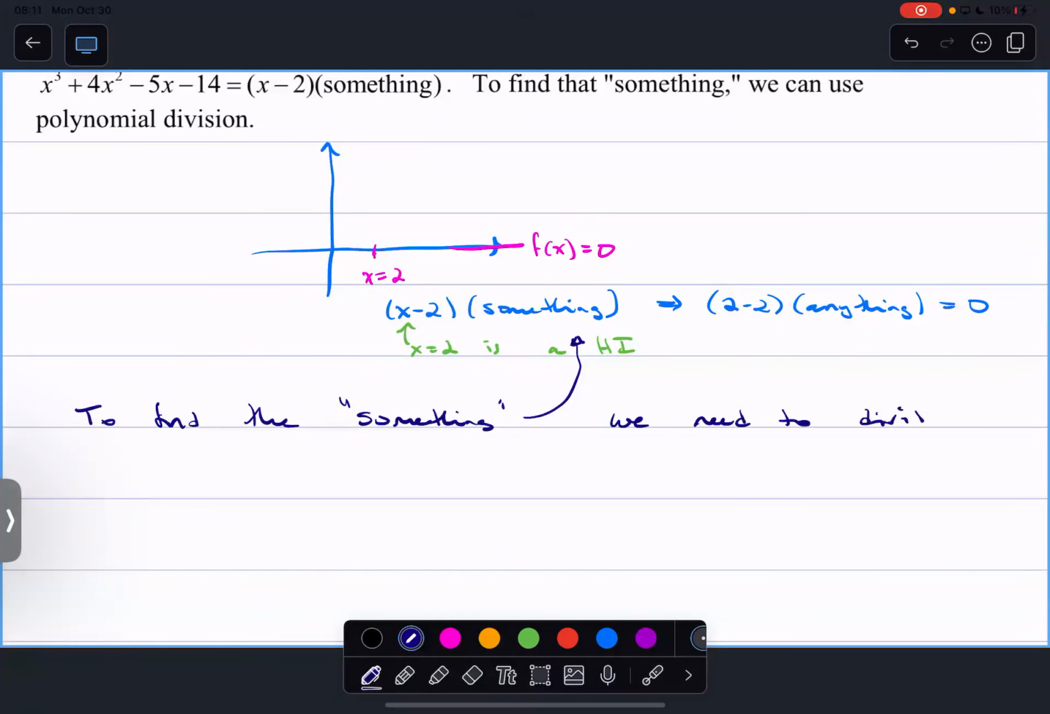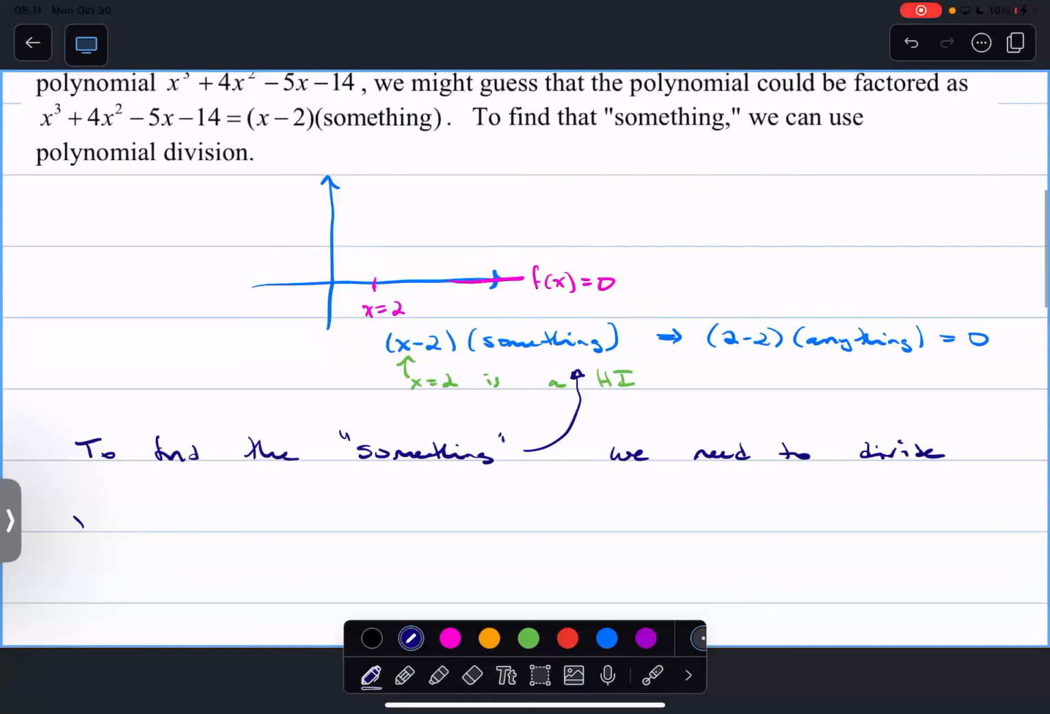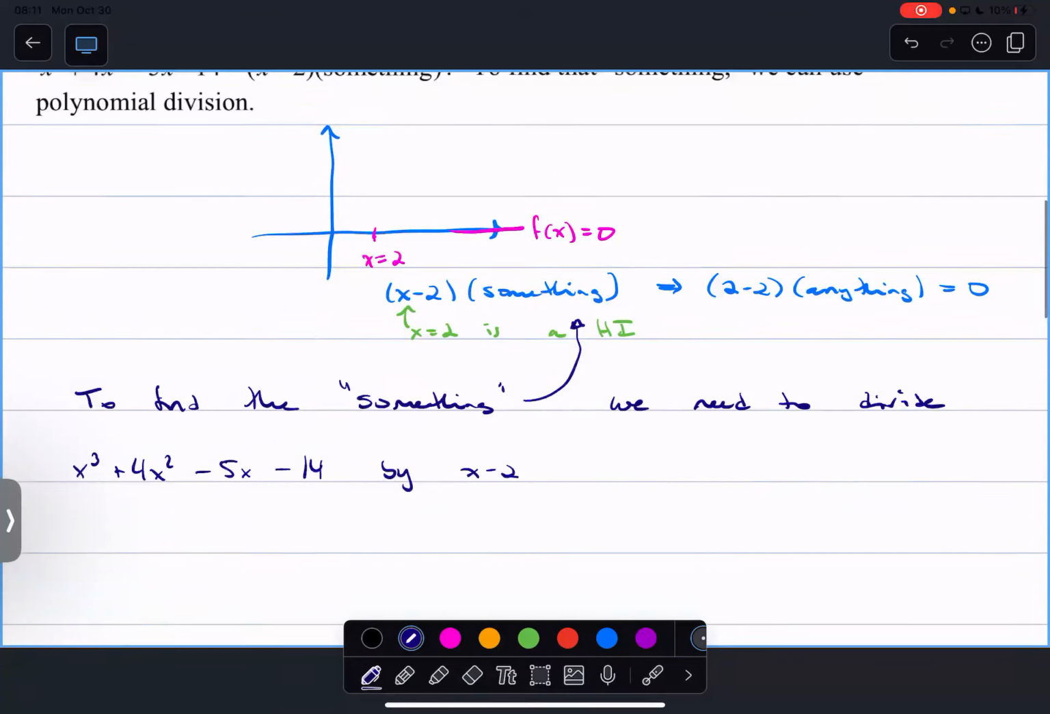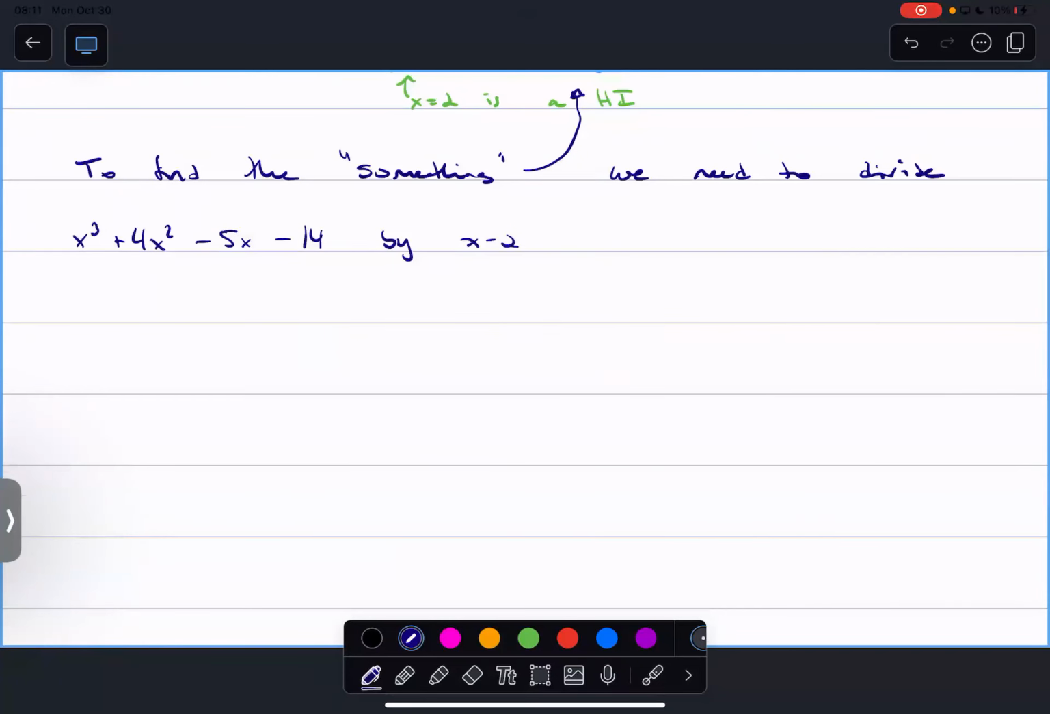We need to divide x to the 3 plus 4x squared minus 5x minus 14 by x minus 2. So that's going to look a little something like this. X minus 2, flashbacks to long division. You've got a little curly brace that is going to divide into x to the 3, 4x squared, minus 5x minus 14.